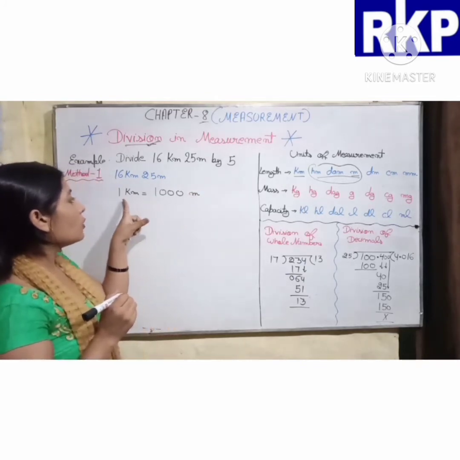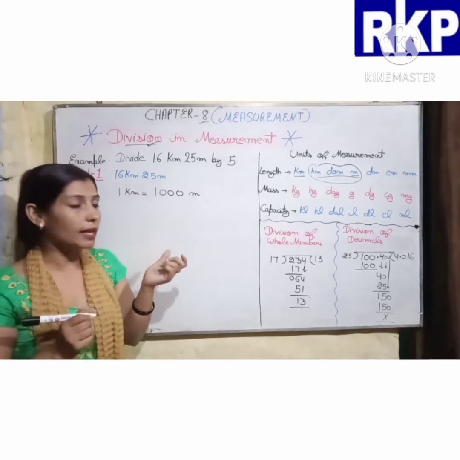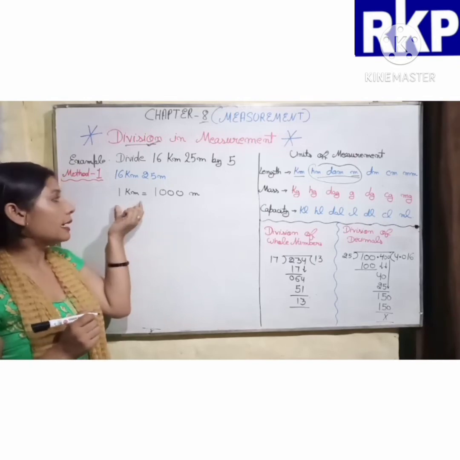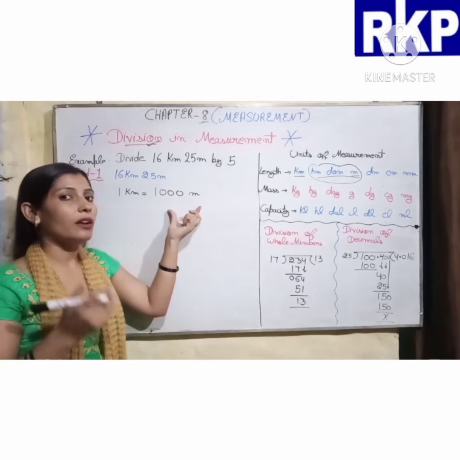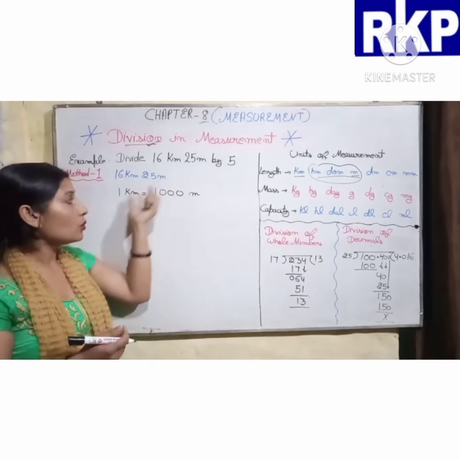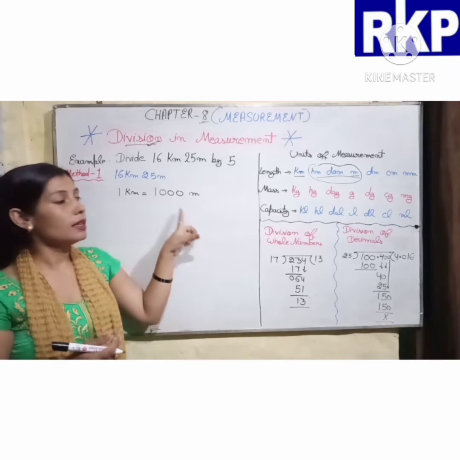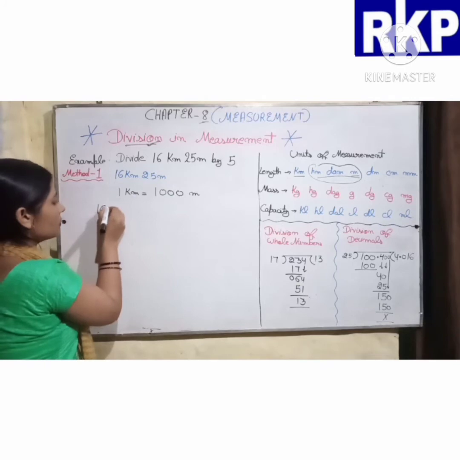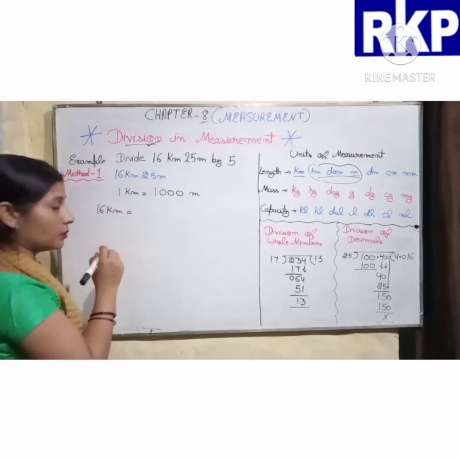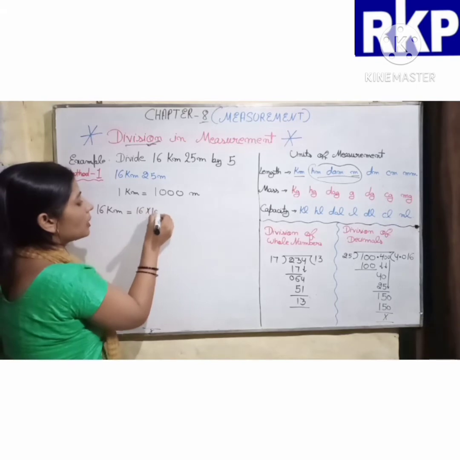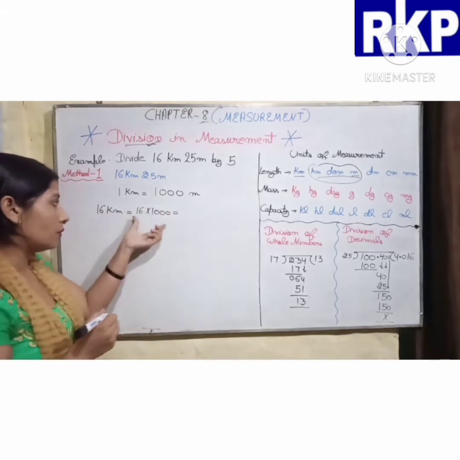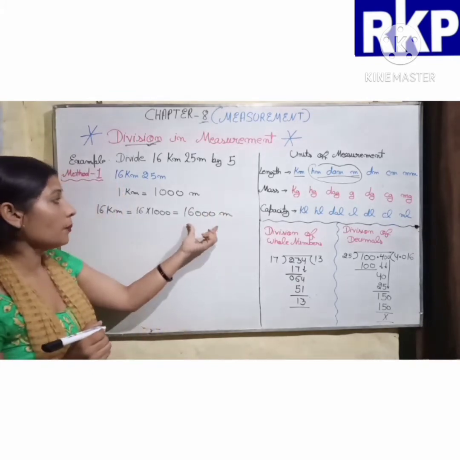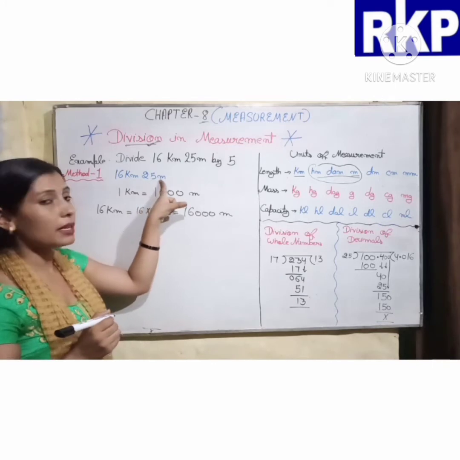Now we want to convert kilometer into meter. So we need to multiply, because we want to convert a greater unit into a smaller unit. And when we convert a smaller unit into a greater one, then we need to divide. So here we need to multiply by 1000. Now let us write 16 kilometer. 16 multiplied by 1000 will give us 16,000 meters.